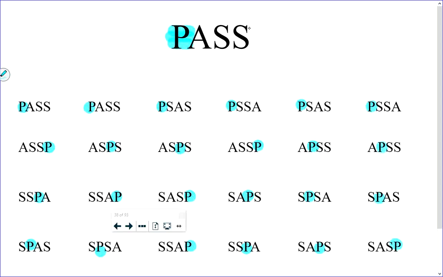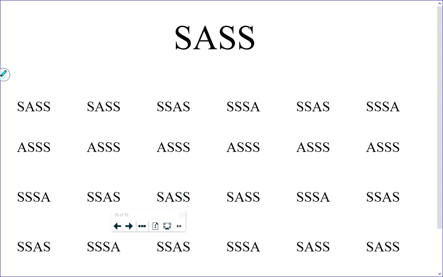In fact, look at the first. These are all going to become S's. What will this become? This will become SAS. What will this become? SAS. What will this become down here? SAS. I mean, and you're not going to do it this way. I'm just showing you that we're going to get a whole bunch of duplicates.